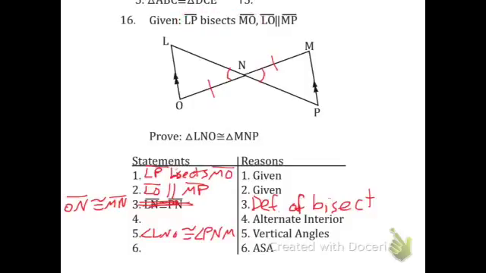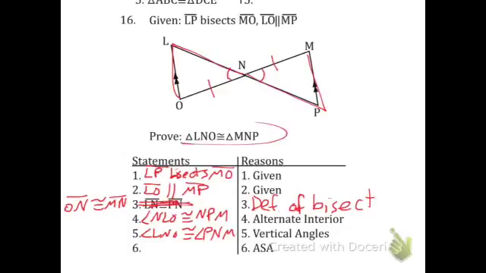LP bisects MO. If you want to get alternate interior angles, you need to have two parallel lines and a transversal that goes across. And really, we have a couple of options. We can either say these two angles are congruent, or these two angles are congruent. You just pick a pair, and it's good enough. I'm going to pick NLO to be congruent to NPM, and they're alternate interior angles.